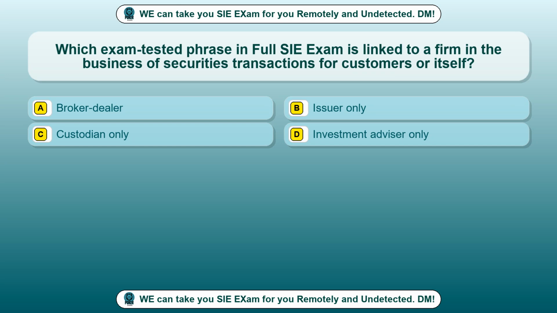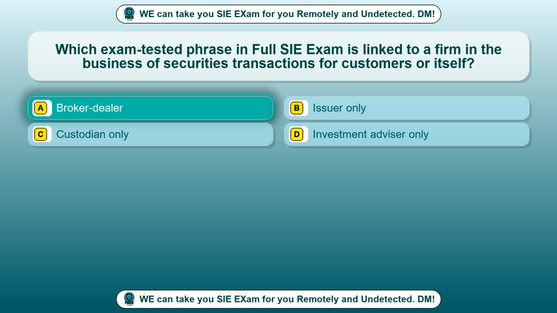Question 1. Which exam-tested phrase in the full SIE exam is linked to a firm in the business of securities transactions for customers or itself? Option A, broker-dealer. Option B, issuer only. Option C, custodian only. Option D, investment advisor only. The correct answer is option A, broker-dealer.